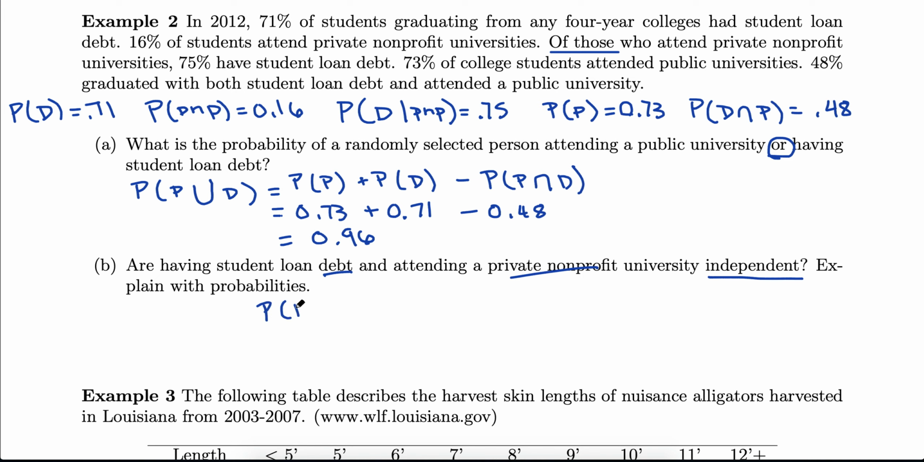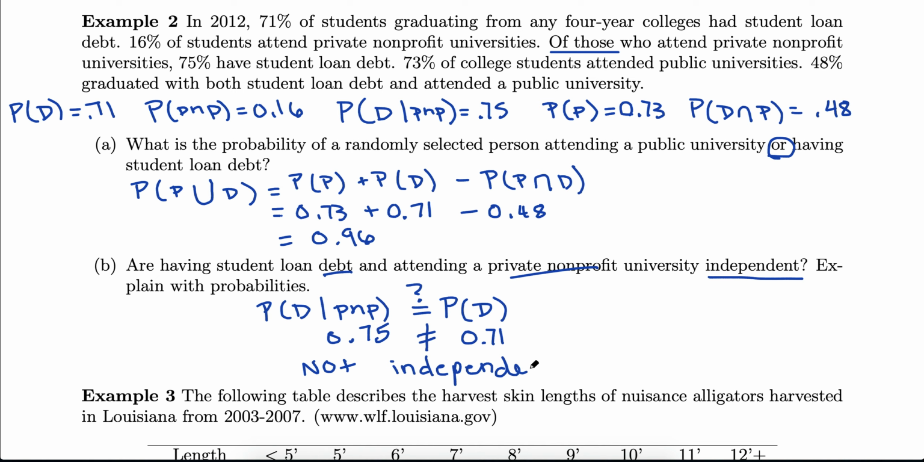So probability of debt given private nonprofit. I want to see, is that equal to the probability of debt? Remember, it's the same with and without the given information. So given the private nonprofit group, we know that 75% of them have debt. And that's definitely not equal to debt among college students in general, which is a little bit lower at 71%. So since the left and the right-hand sides are not equal, these are not independent.